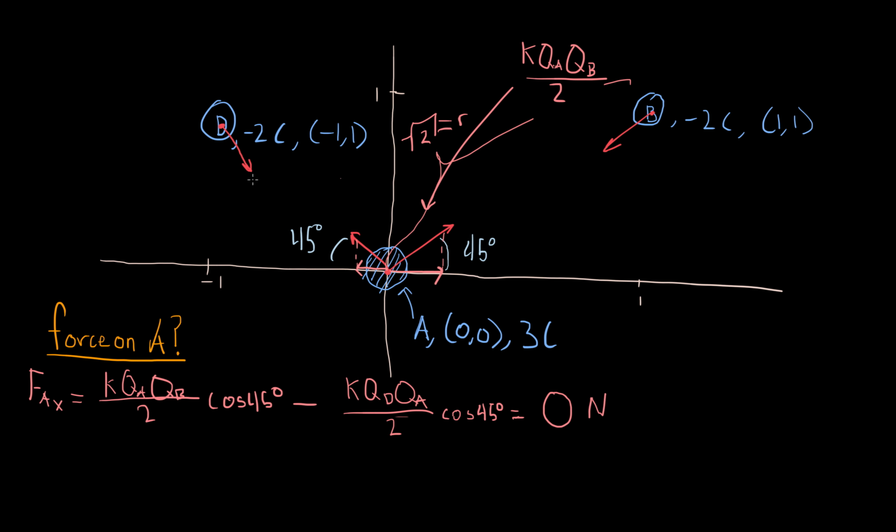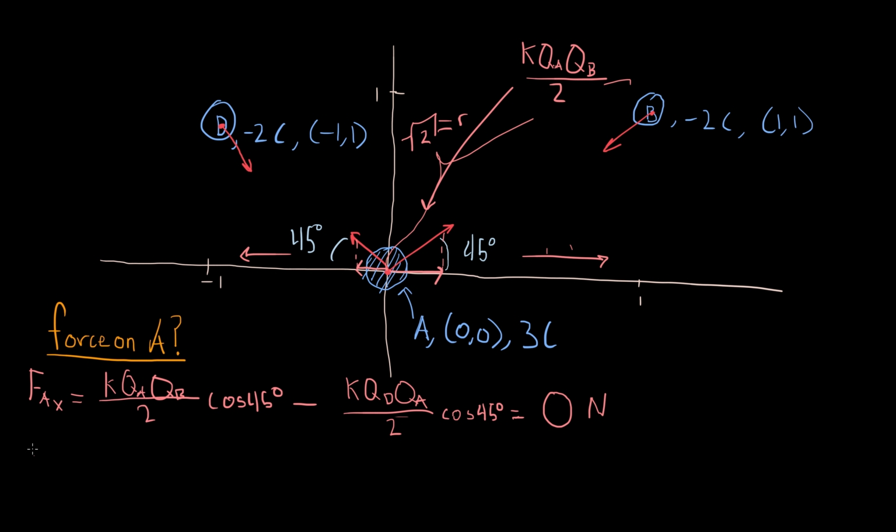And at first this might seem weird, but it makes sense. We're seeing that this here is going to be pulling it this way, right? This is going to be pulling it this way. In terms of the x direction, this magnitude of the force and this magnitude of the force are going to be perfectly equal, which is going to result in no movement or no force on the charged particle A in the x direction.